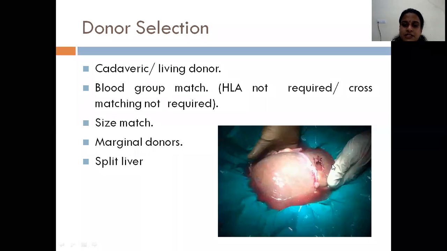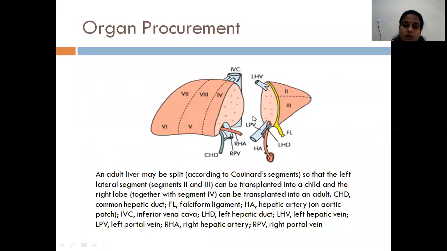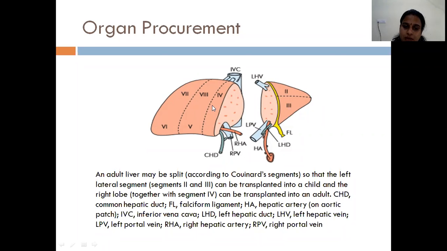Okay, this is the picture of a live liver donor. Now, how is this split done? It is according to the coordinate segments, such that the left lateral segment, that is 2 and 3, is transplanted into a child, and the right lobe all together with segment 6 also can be transplanted into an adult. So this is how the split liver grafting technique helps two patients with one donor liver. Okay, so this is important.